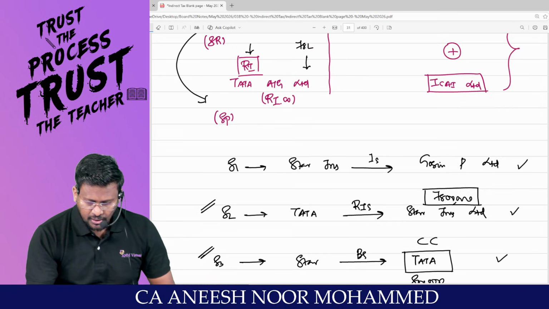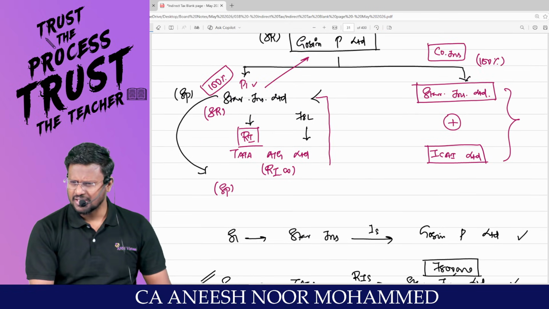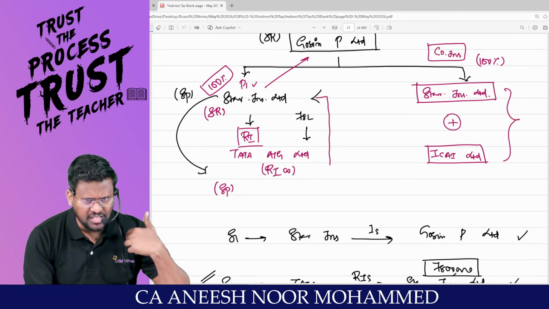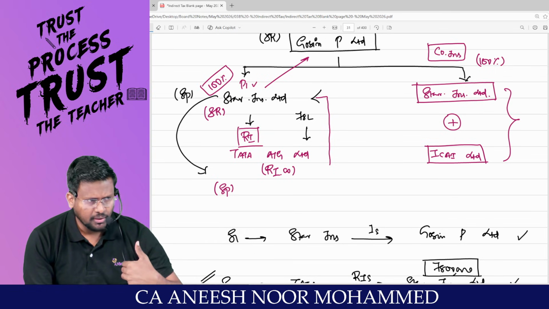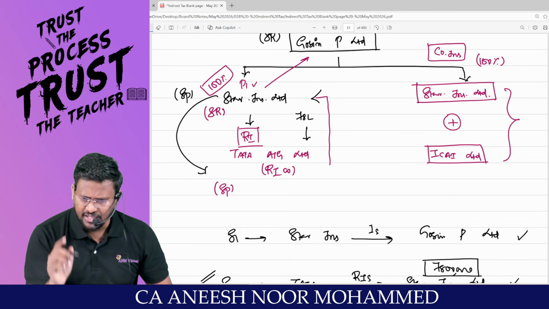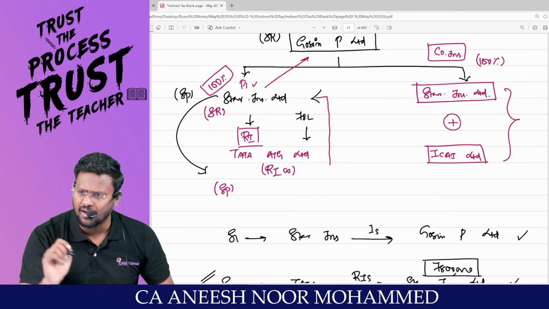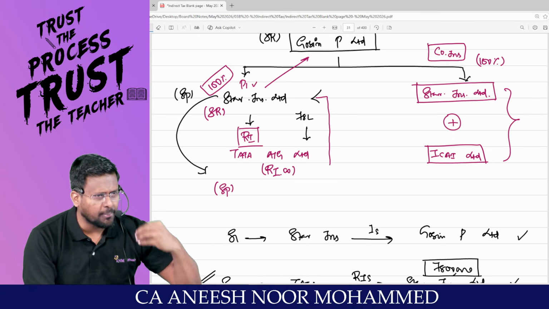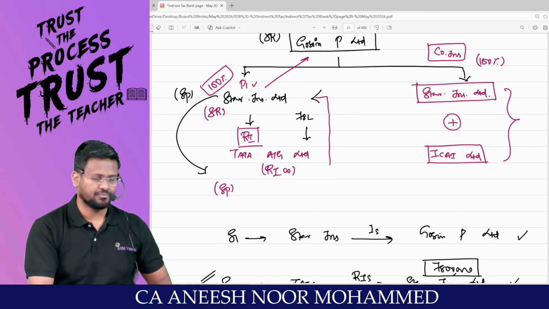So what Star Insurance is saying is, hey Tata, you are providing reinsurance services to me. Tata is providing reinsurance service to Star. What Star is saying to Tata is that for that service I am liable to pay 78 lakh.